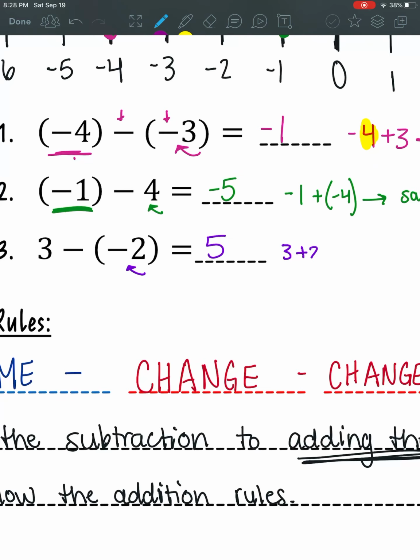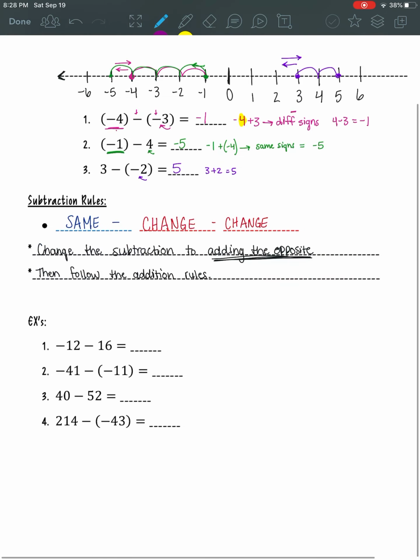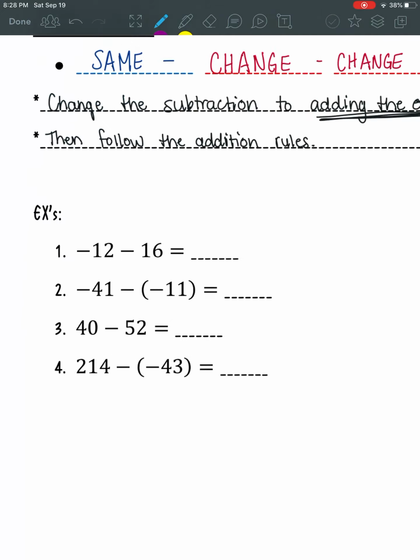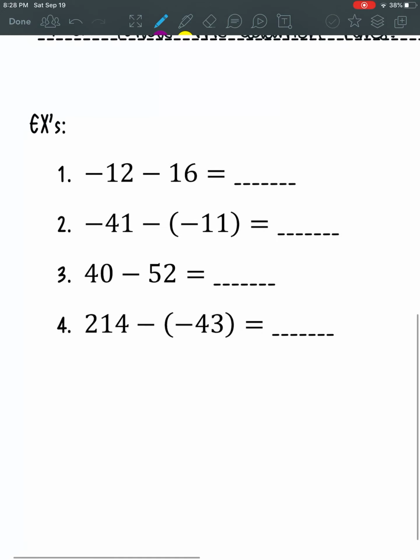Okay, and last one, we have 3 minus -2. Keep the first number the same, change it to addition. Change that last number, it's -2, so we're going to change it to its opposite. Then we just have 3 plus 2, and that equals 5, which is what we got.